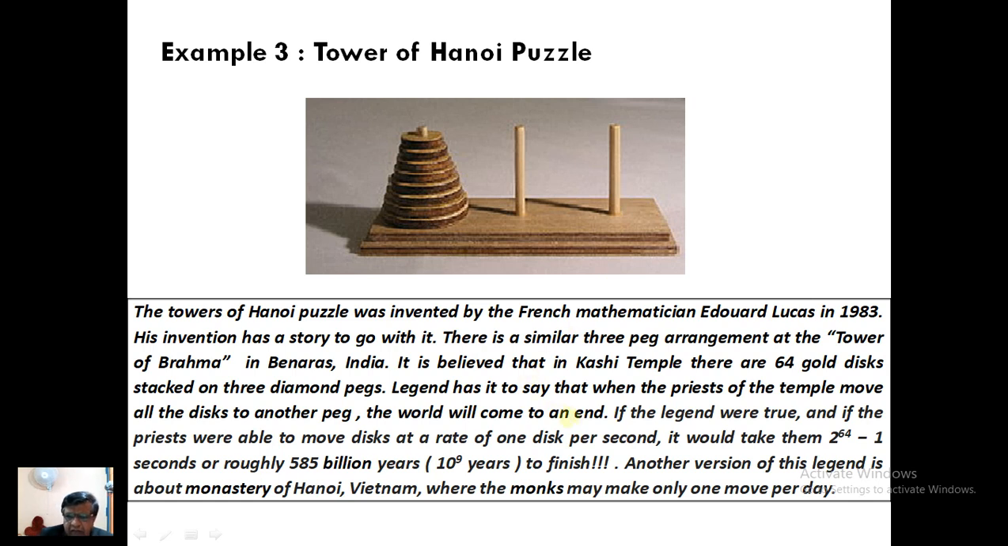The world will come to an end. Legend has it that when the priests of the temple move all the discs to another peg, the world will come to an end. If the legend were true, and if the priests were able to move the discs at a rate of 1 disc per second, it would take 2 to the power of 64 minus 1 seconds, or roughly 585 billion years, to finish. Therefore it remains as a puzzle.